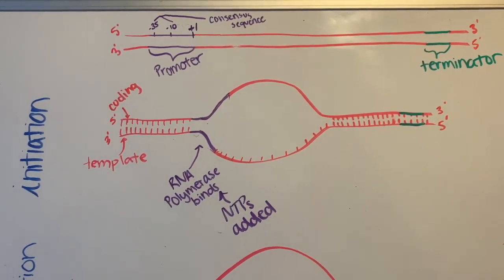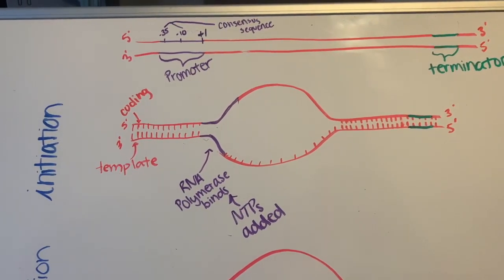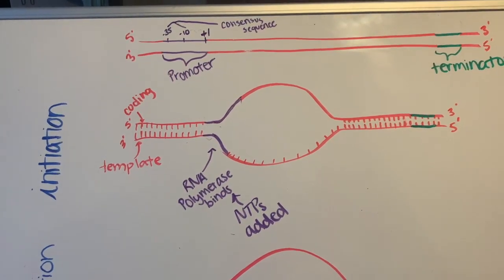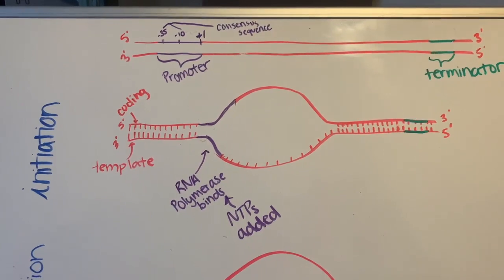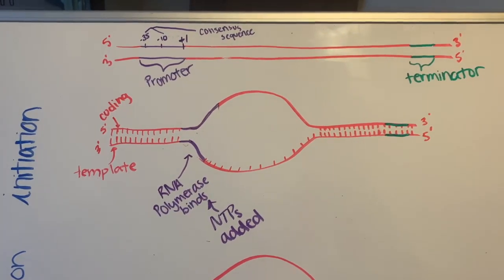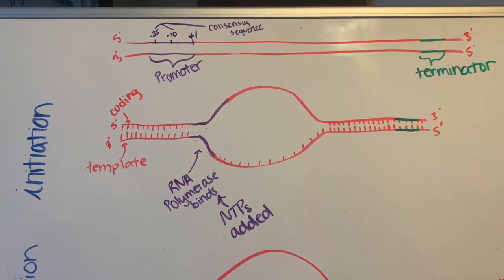In this part, we also see the transcription bubble where transcription takes place. This also shows the NTPs added that enter with the promoter to help the process of elongation. There is no primer needed in this initiation step.